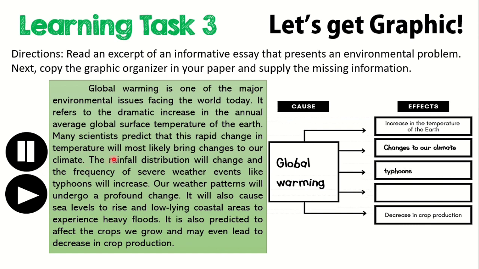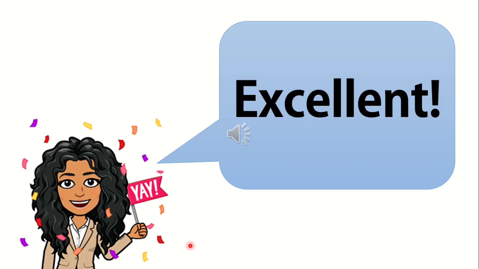Okay, what else? We have typhoon and sea levels to rise and heavy floods. And there we have the complete effects of global warming as mentioned in this essay. And the last one is decrease in crop production. There we have it. Okay, congratulations. So that is how outlining happens after reading. Excellent. Congratulations.